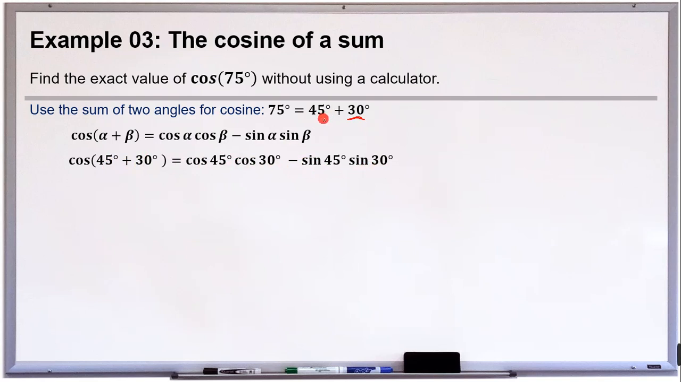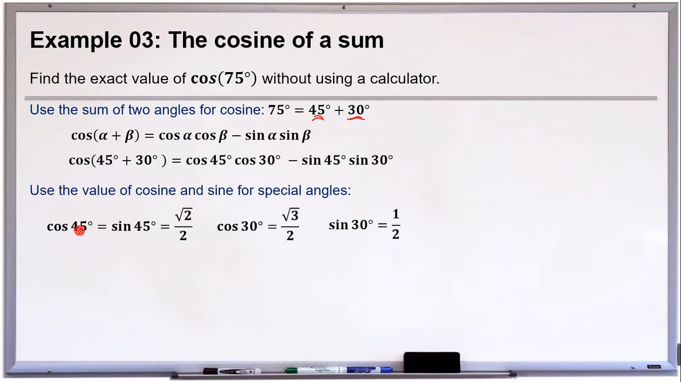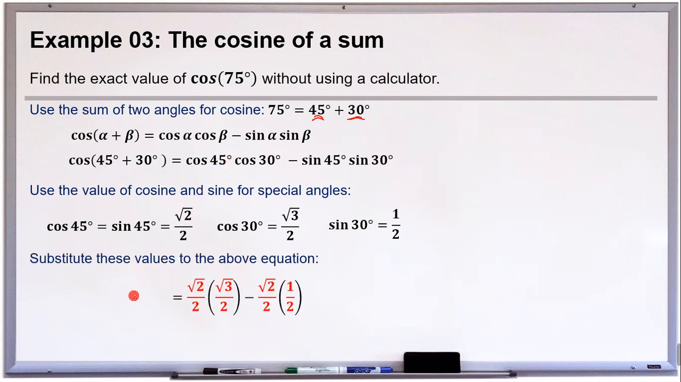We all know that these two angles, 45 degrees and 30 degrees, are both special angles, and we already discussed the values of their cosines and sines and even the tangents. So use the values of cosine and sine for special angles. Cosine 45 is also equal to sine 45, and that is equal to square root of 2 over 2. For cosine of 30, that's square root of 3 all over 2. And for sine 30, that's 1/2. Substituting these values into our equation, for cosine 45 we have square root of 2 over 2. For cosine 30, that will give us square root of 3 over 2.